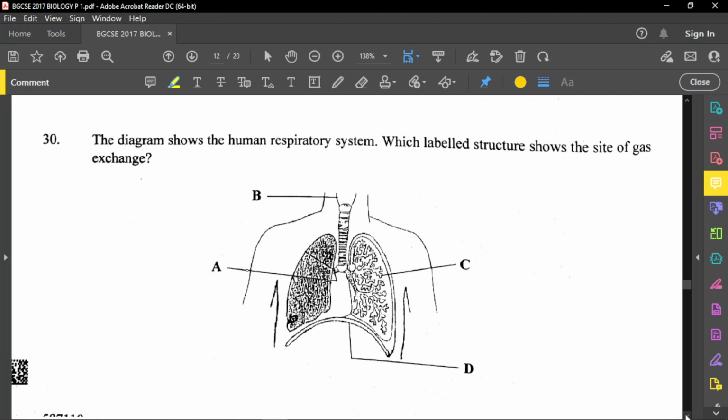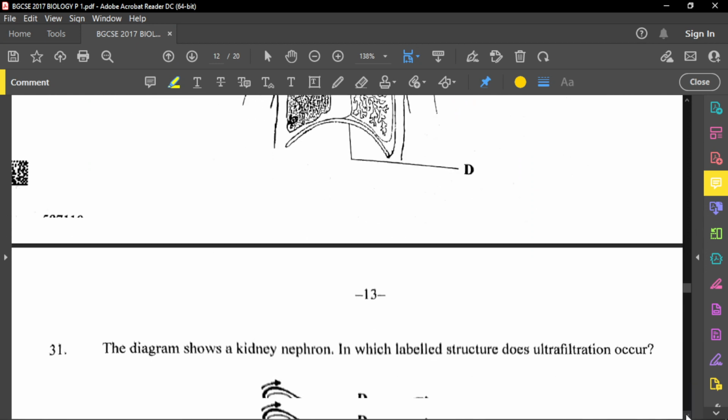As a matter of fact, they should have some small sac-like structures there, but they're not shown. But yeah, C is the correct answer. That's where you find the bronchiole. It's not anywhere else. This D is the diaphragm. A is a bronchus, the structure pointing right here. And then we have B in the throat. So up there will be our pharynx, all right?